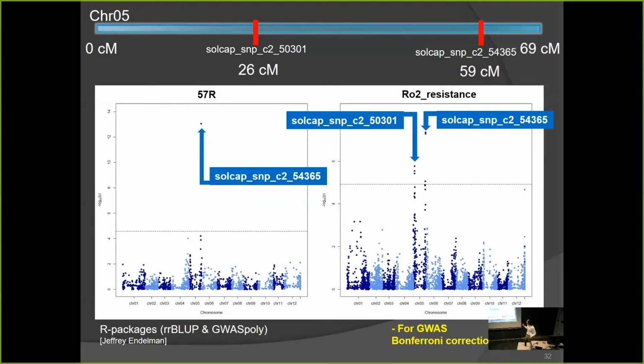And the closest SNP marker to 59 centimorgan was C2454365. And as you can see here, when I check the 57 QTL through the GWAS, the most significant QTL peak is located on a SNP marker C25436, which is perfectly matched with this one. And when I check the R02 resistance, there were two peaks, and when I checked their location, this one matched with this SNP marker, and this one matched with this SNP marker. So this GWAS study also supports the idea that these two positions are really important for our R2 resistance.